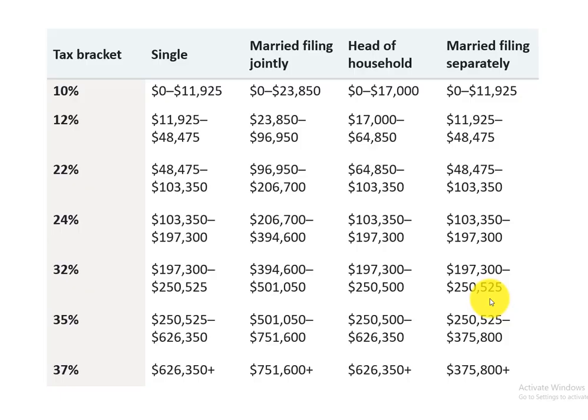If your income, let's say, is $50,000, you would pay 10% of the first 11,925, 12% of the amount between 11,925 and 48,475, and 22% on the amount over 48,475. So you can see why someone is worried about bumping into the next tax bracket.